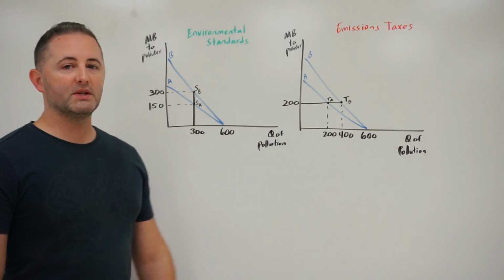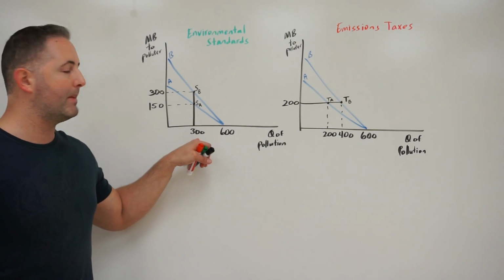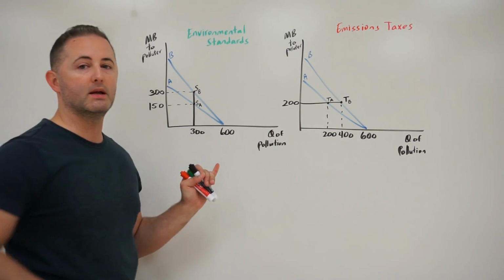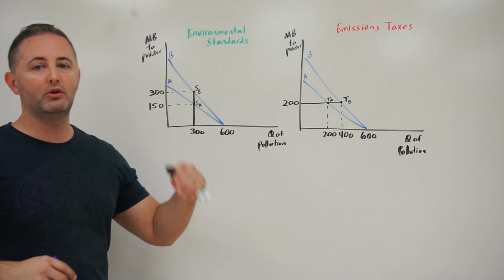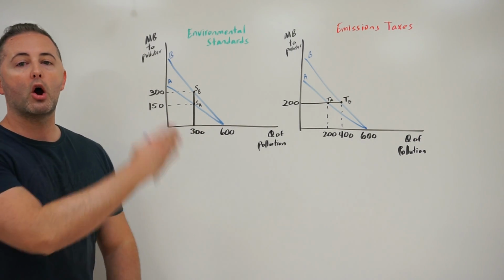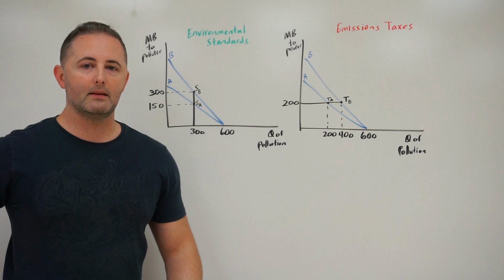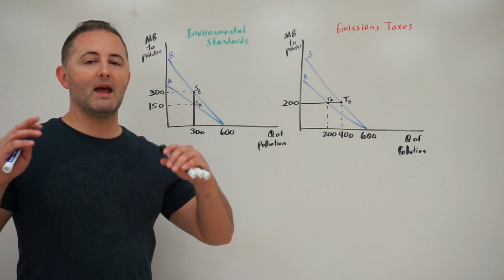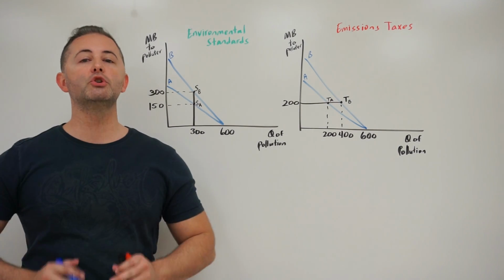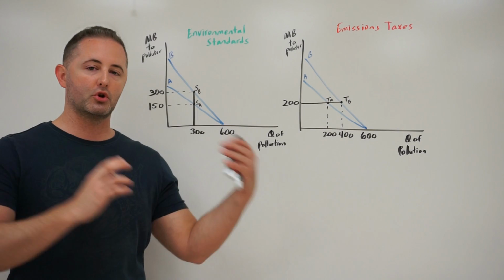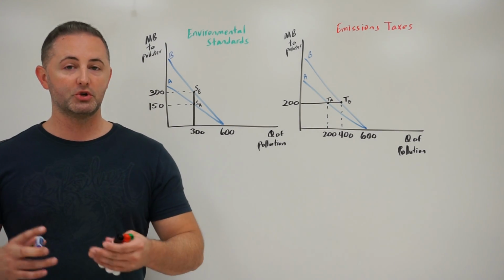Well, if we start with the environmental standards, that's making a law about the quantity. The tax is going to say, we're going to tax the price of pollution. We're going to make you pay $200 per unit of pollution. This one over here is saying you just aren't allowed to pollute more than 300 units, and that sounds good. In both of these cases, the government's goal is that they have decided that 600 units of pollution is the socially optimal amount. That's where the marginal social cost is equal to the marginal social benefit.